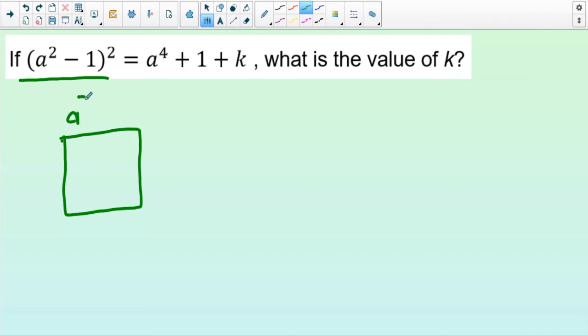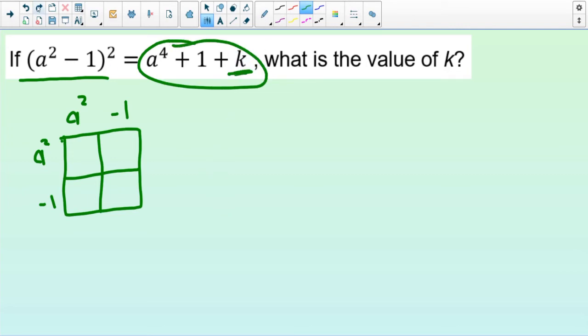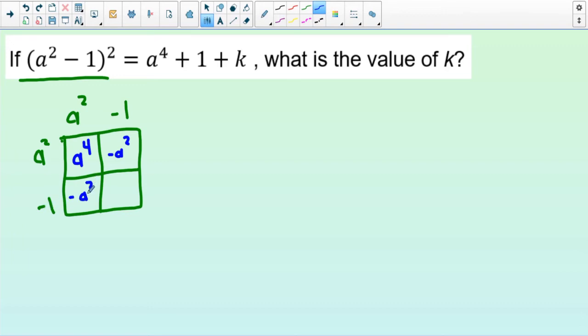I'm going to multiply a squared minus 1 times itself. So a squared minus 1. And I just want to see, is that going to look anything like this to where I can figure out what k is. So my first step, I'm just going to multiply a squared times a squared. That gives me a to the fourth. Negative 1 times a squared is negative a squared. And same thing here, this would be negative a squared. And then negative 1 times negative 1 is positive 1. So just combining our like terms here, we're going to get a to the fourth minus 2a squared because there's two of them, and then plus 1.